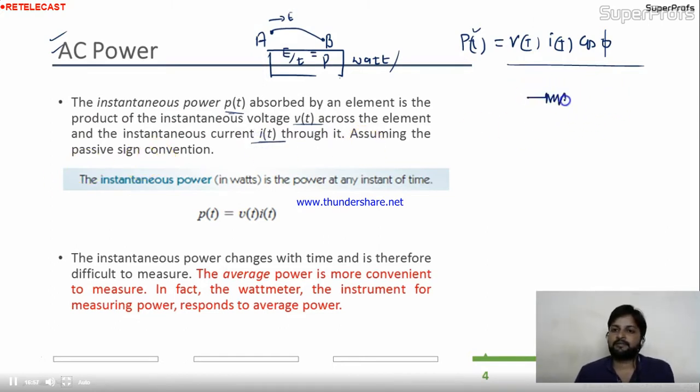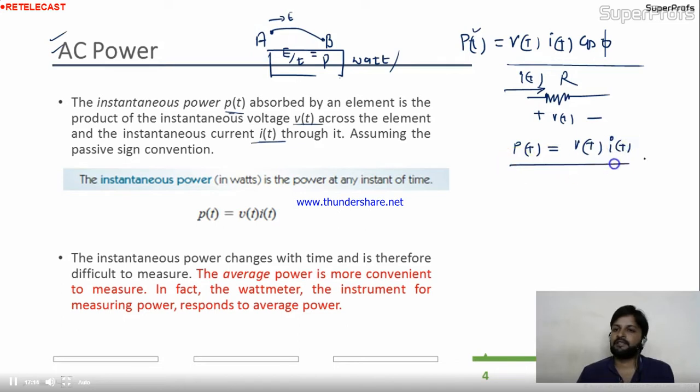See friends, if in the circuit element, the current is i(t) at an instant and the voltage drop across it is v(t), then the instantaneous power at a moment will be given by the multiplication of v(t) and i(t). Simply, this is the instantaneous power given by multiplying the current and the voltage value at a particular time itself.